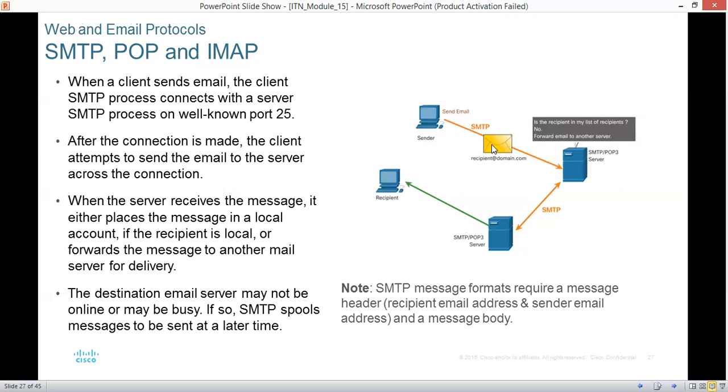But then when it's sending by the SMTP at port 25, that's why we said here that when the server receives the message, it either places the message in a local account if the recipient is local, or forwards the message to another mail server for delivery. The destination email server may not be online or may be busy. If so, SMTP pulls messages to be sent at a later time.